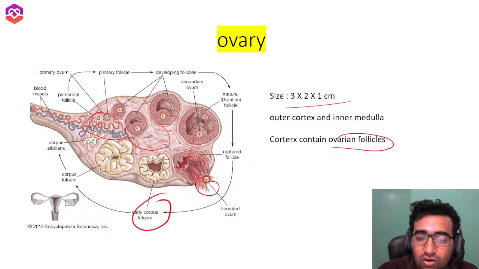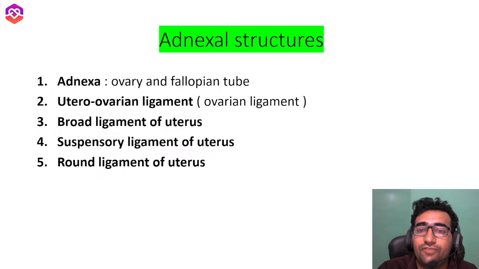So this is the ovary, the site of production of ovum, and the site of production of estrogen and progesterone. It has an endocrine function as well as a reproductive function. Now that's over. Every structure is over. Now I want to discuss some other structures.